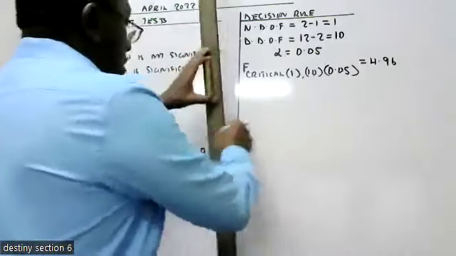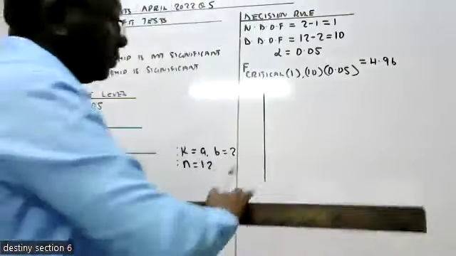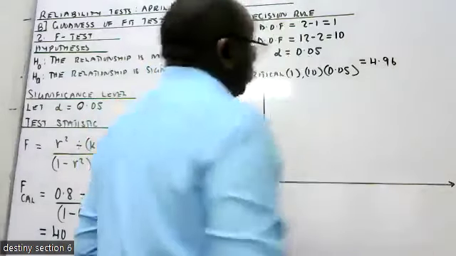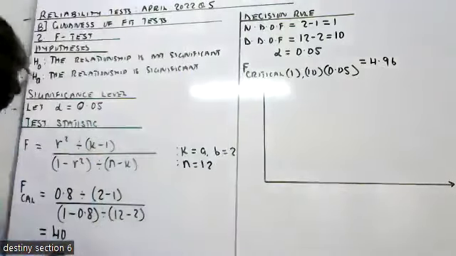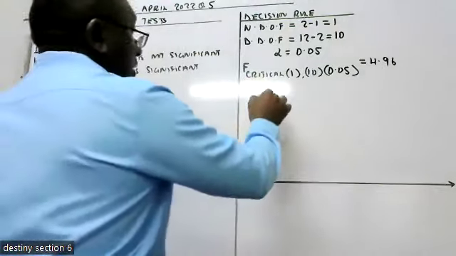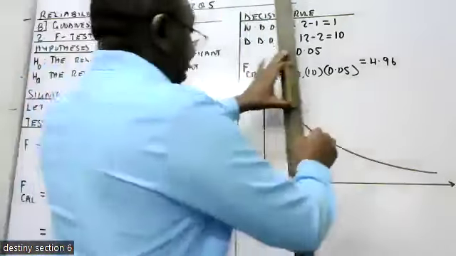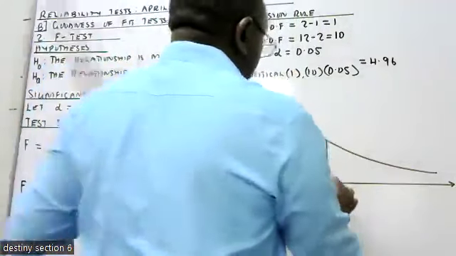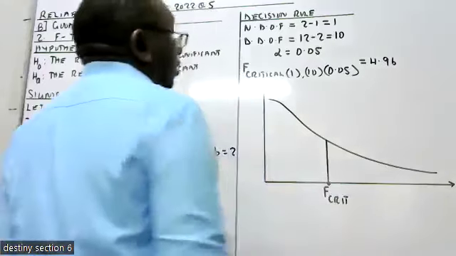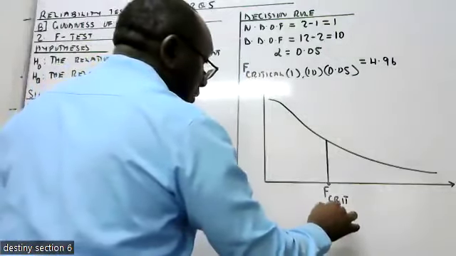Now with those items, you can draw a small diagram. Just illustrate, although it's not very necessary, it's not a must to draw. When you have this and you have this, we are good to go. So here, draw it like this, just a small one. Now this is F critical. Crit is the short form for the word critical, which is 4.96.